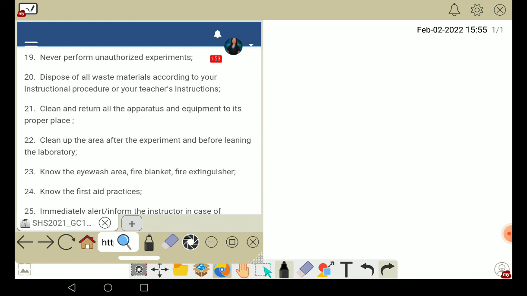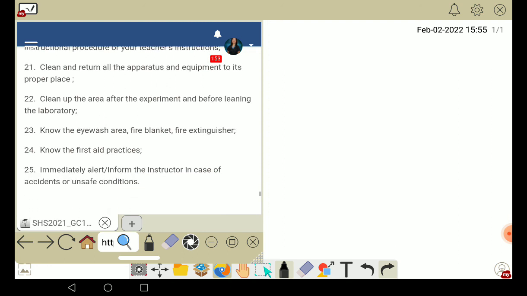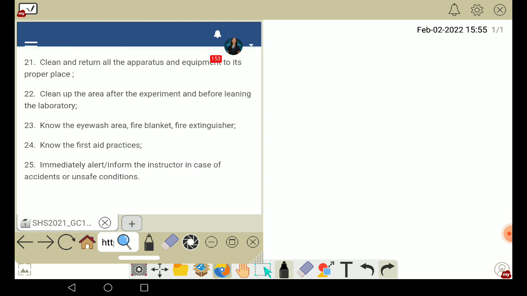Clean and return all apparatus and equipment to their proper places. Okay? If you are done with the experiment or the activities, make sure that you have cleaned your working station. Next, clean up the area after the experiment and before leaving the laboratory. Know the eye wash area, fire blanket, and fire extinguisher, so that if accidents occur, you could directly go to those places for whatever is needed during the accident.